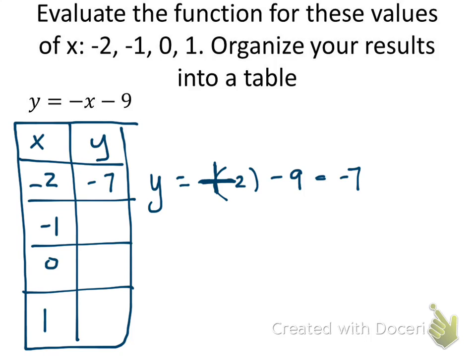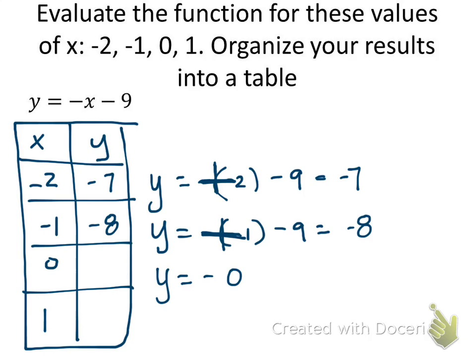All right. Next one, let's plug in the negative 1. I keep my negative sign from the original, plug in the negative 1. A double negative means a positive. So now I've got different signs, so I subtract and take the sign of the larger. So that's negative 8.